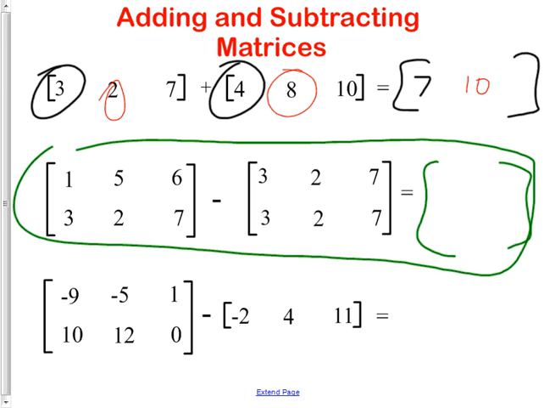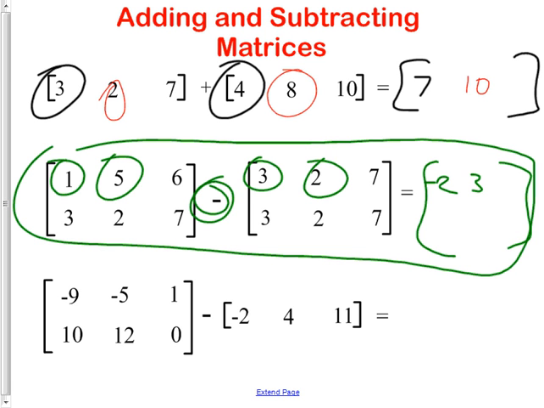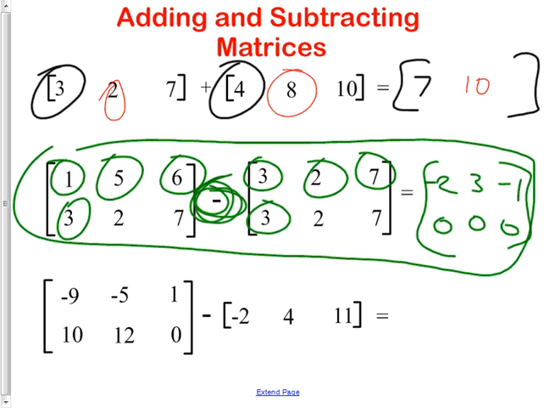Yes. Okay, since pretty much everybody I'm checking is doing it right, I think you're getting this. I don't need to take too long. 1 minus 3, -2. 5 minus 2 is 3. 6 minus 7, -1. And all the bottom ones, like 3 minus 3 makes 0. They're all zeros. There we go.